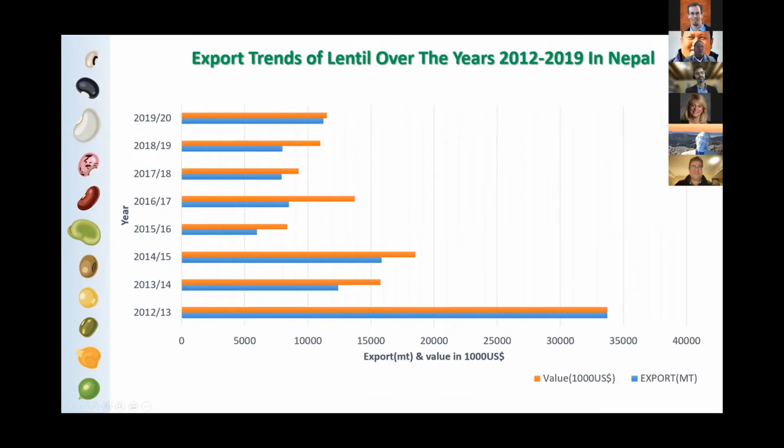This is the export trend. You can see we also exported lentils at the same time, around $12 million from Nepal to overseas.